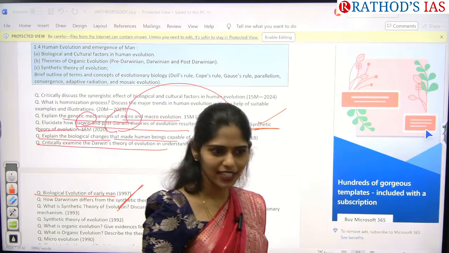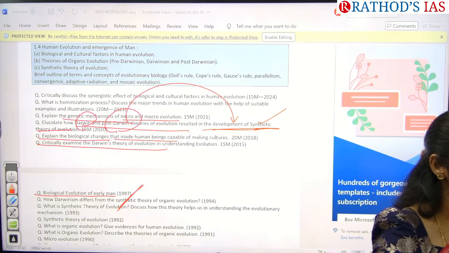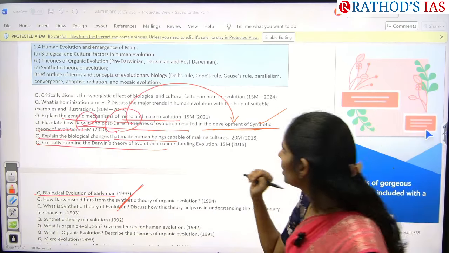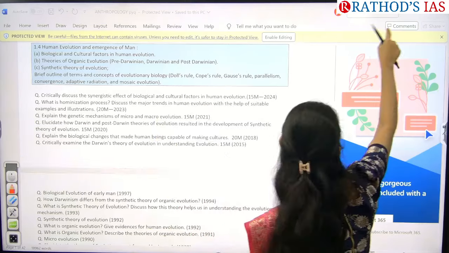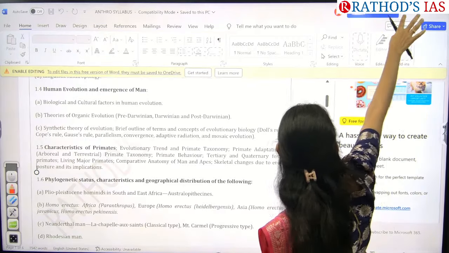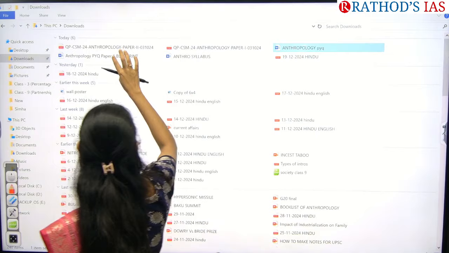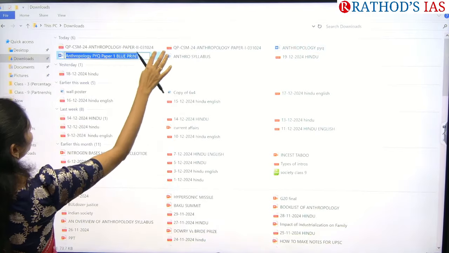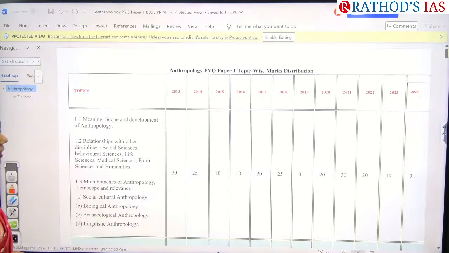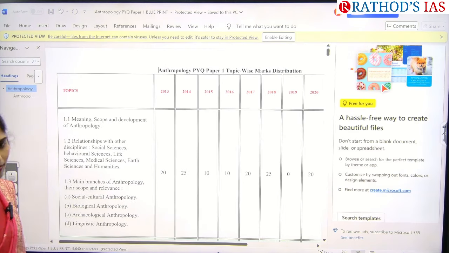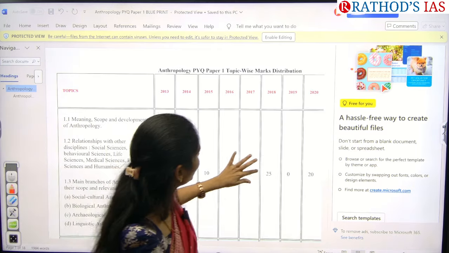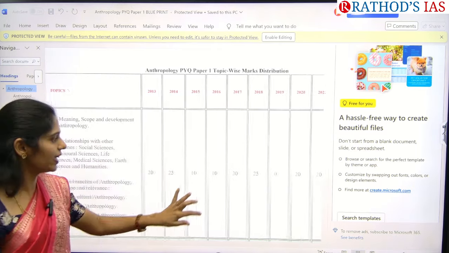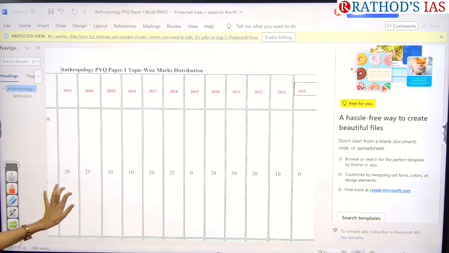And you got certain idea regarding how you have to answer these questions, right? And one more thing I want to show here is, I also made this blueprint topic wise, from 2013 onward till 2024, how many questions came and how many were marker questions.